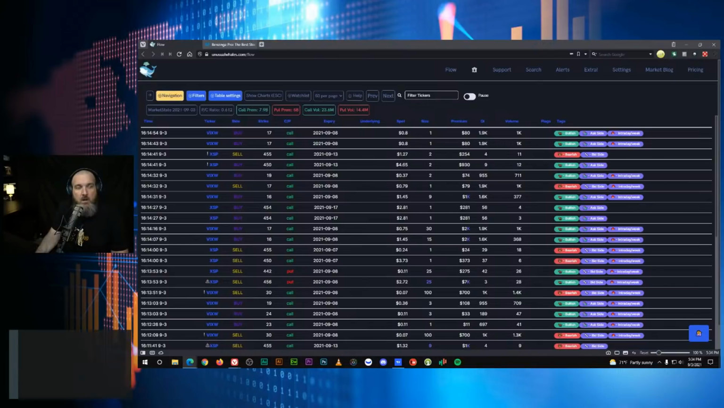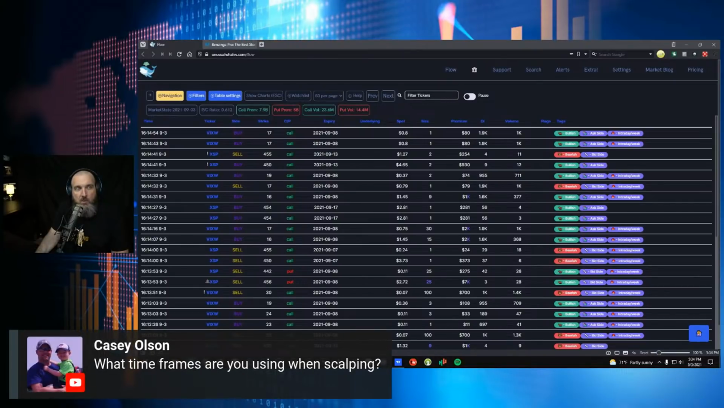What time frames am I using when I am scalping? So primarily the 5-minute and the 10-minute. Those are my entries. I was on the 3-minute for a while, but changed back to the 5. I really like the 10-minute. That's just a real clean chart. I like the looks of it.